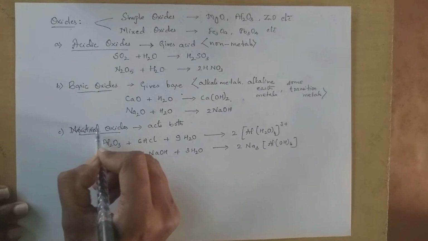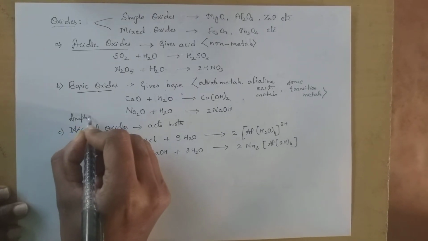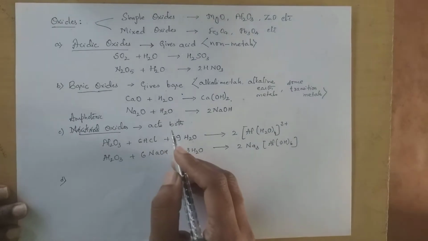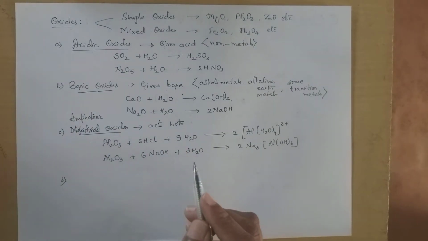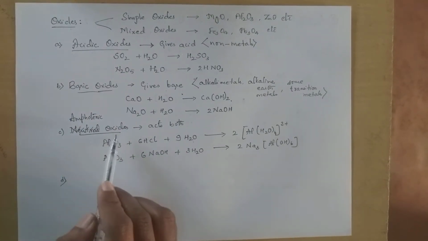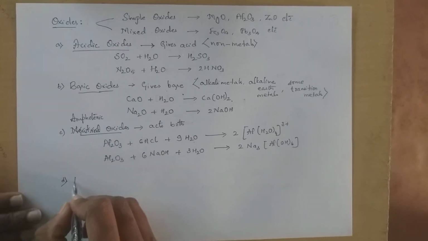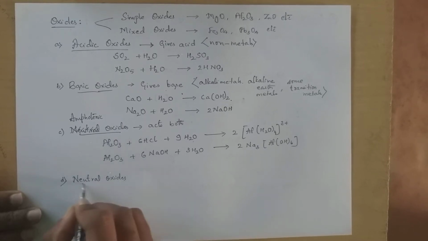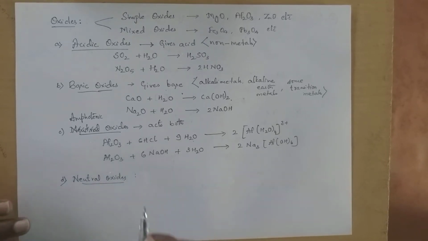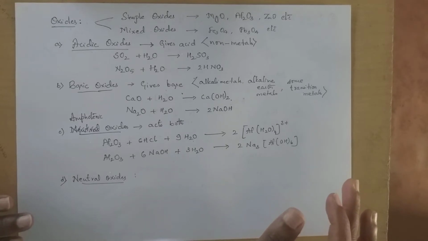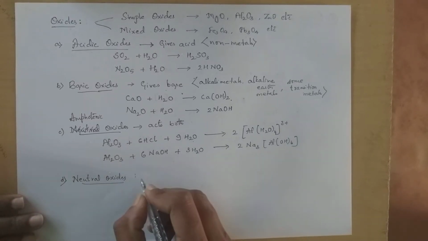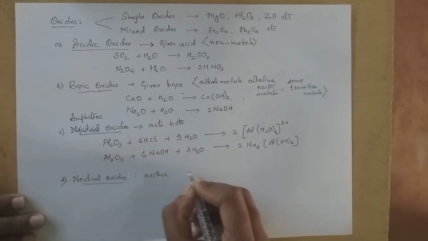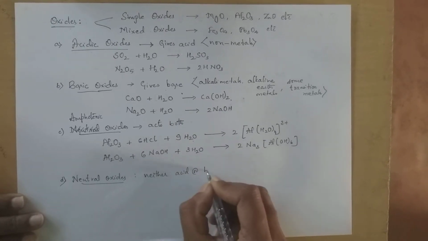It is not neutral, it is amphoteric oxides, which act as both acidic in nature as well as basic in nature, that is amphoteric oxides. Whereas you have one more, that is neutral oxides, which neither act as acid nor base. So such type of oxides are called neutral oxides, that is neither acid nor base.